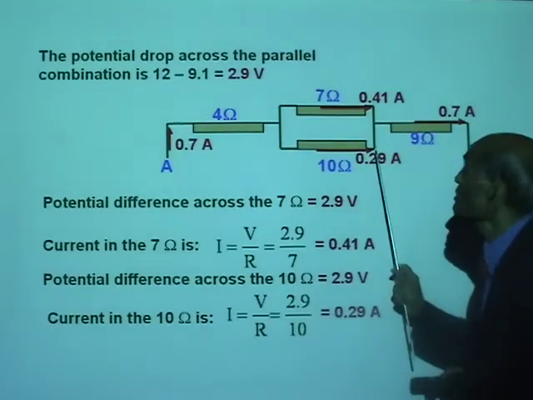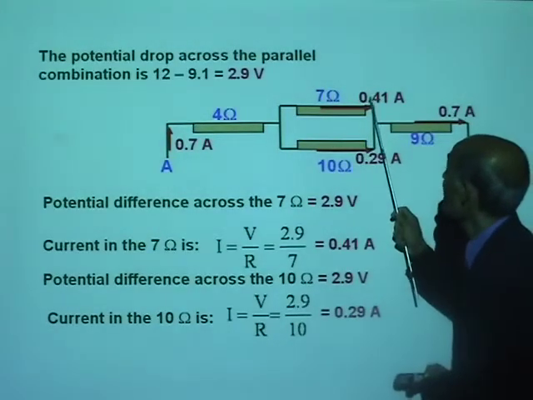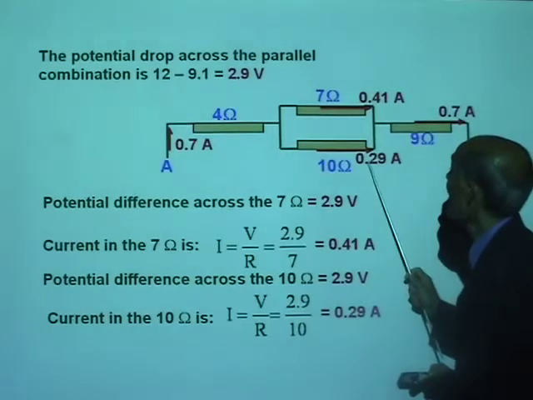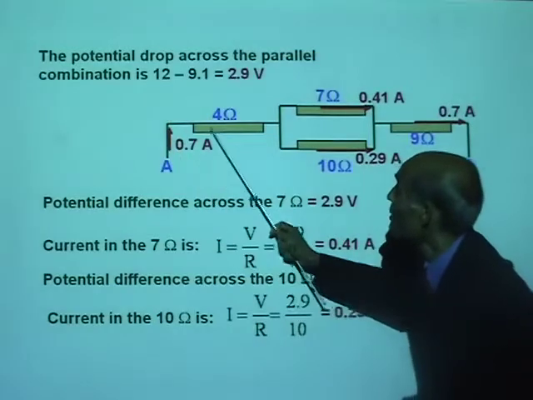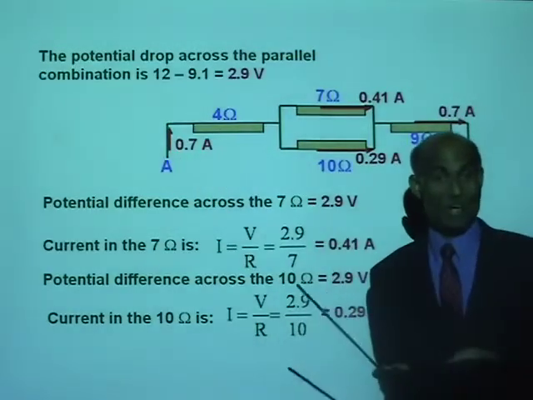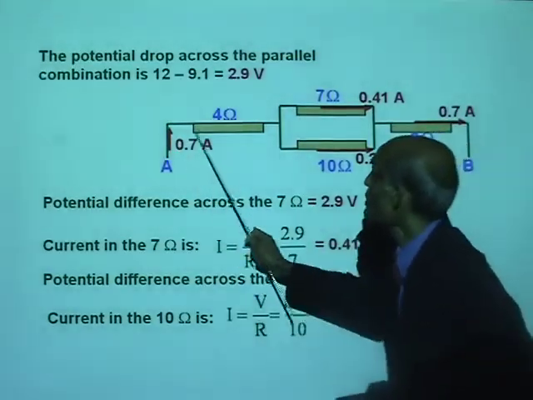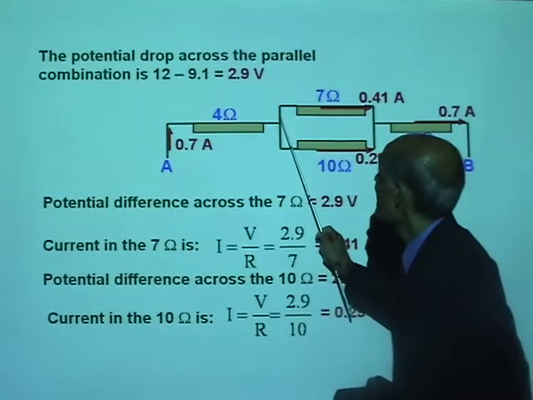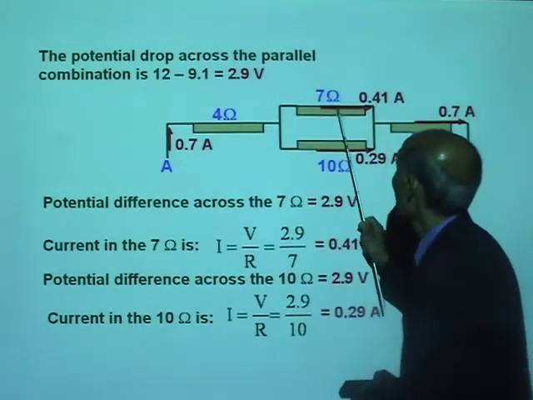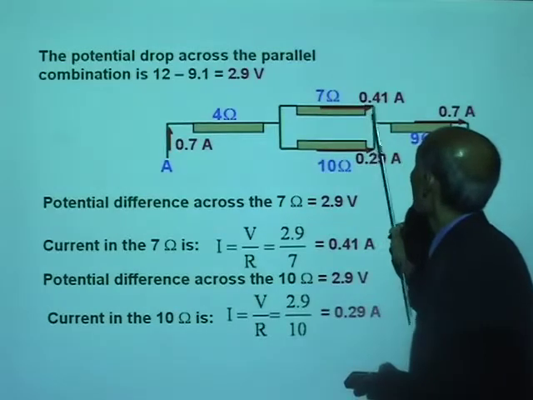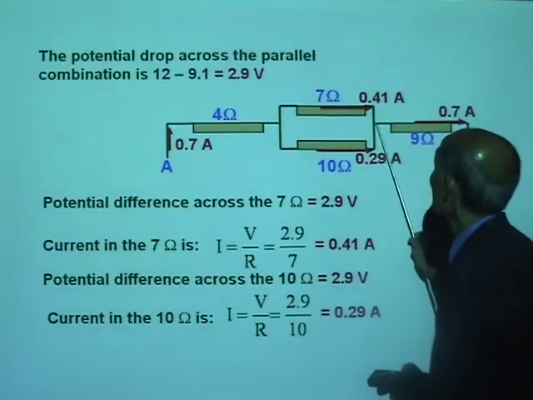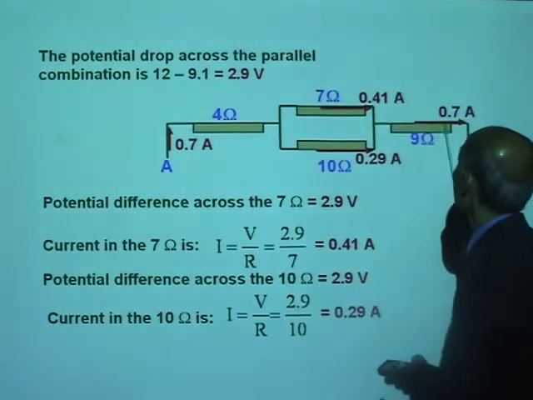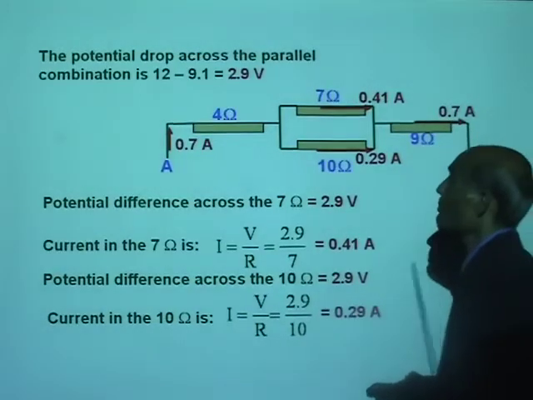Now look at this. What do you get if you add these two? What is 0.41 added to 0.29? That is the total current, 0.7. So that works out very well. When the 0.7 ampere comes here, it divides into 0.41 on the 7 ohm, 0.29 on the 10 ohm. They will both combine here to become 0.7, the total current.